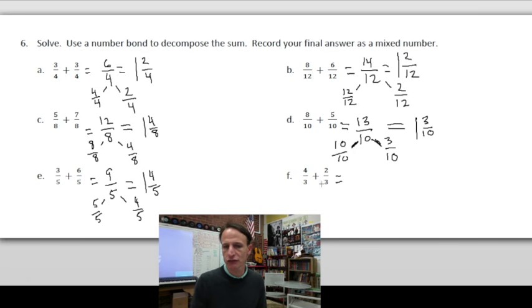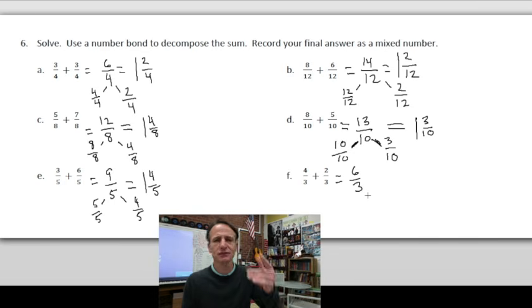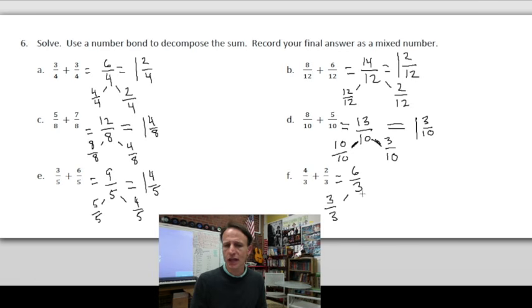Now 4/3 and 2/3. Add 4 and 2 make 6, and we're talking about what? We're talking about thirds. Now, oh, look at this one. You notice something here. Yes, watch this. So we pull out that one whole as 3/3. And what does that leave? Oh, it leaves yet another 3/3.